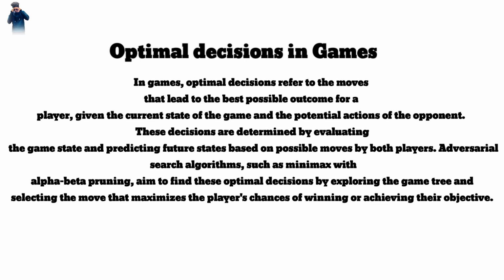by the opponent. In games, optimal decisions refer to the moves that lead to the best possible outcome for a player, given the current state of the game and the potential actions of the opponent. These decisions are determined by evaluating the game state and predicting future states based on possible moves by both players. Adversarial search algorithms, such as minimax with alpha-beta pruning, aim to find these optimal decisions by exploring the game tree and selecting the move that maximizes the player's chances of winning or achieving their objective.